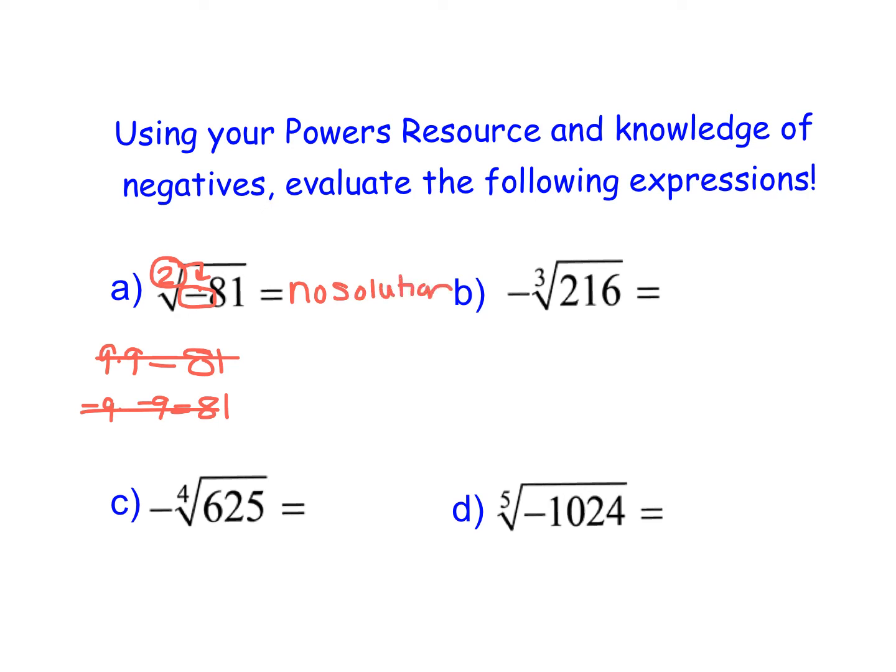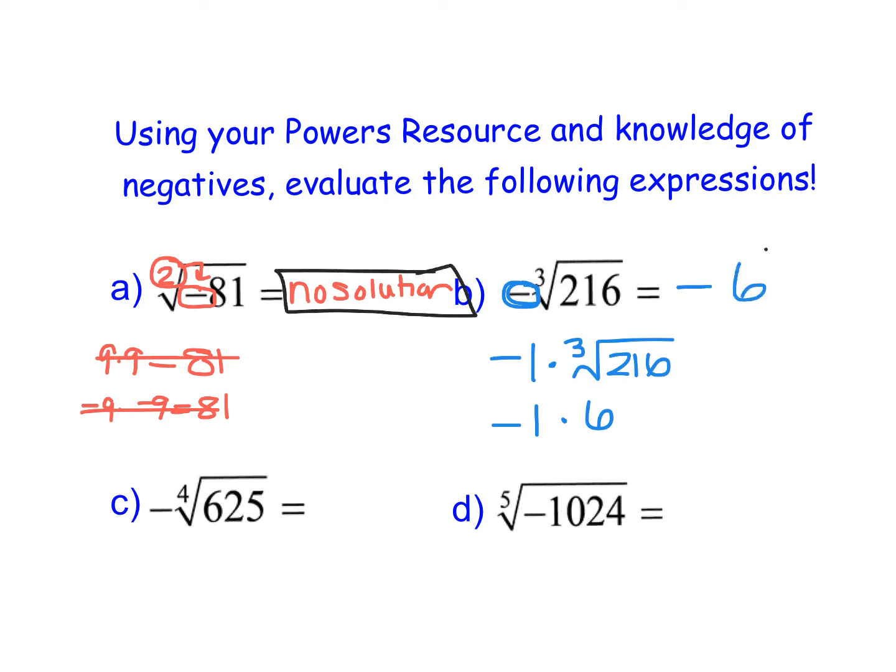Then in part B, I'm noticing a negative on the outside. Well, that really means a negative 1 times the cubed root of 216. So I'm trying to figure out, what number times itself 3 times gives me 216? If I look down my cubed column, I find that that number is 6. So I take my negative out in front, which is a negative 1 times 6, and I end up with negative 6. So here's answer 1.